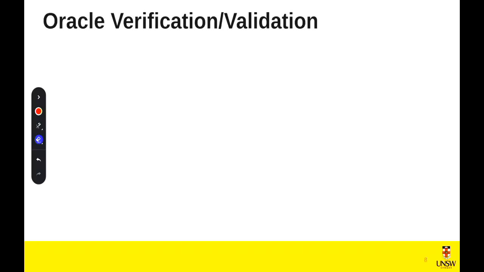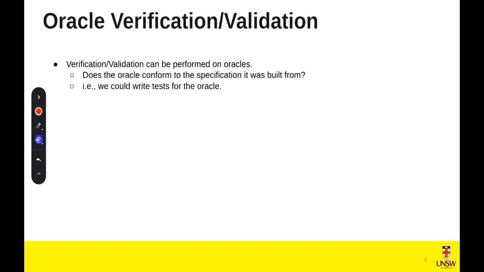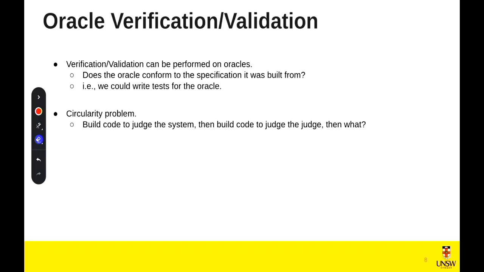So just now we learned that an oracle is implemented as some pieces of code, and its correctness is important. So we have to somehow verify or validate oracles. And of course, like the implementation of the system, verification and validation can be performed on oracles. So we need to check that the oracle conforms to the specification it was built from, and we could write tests for oracles. And this will lead us to a circularity problem.